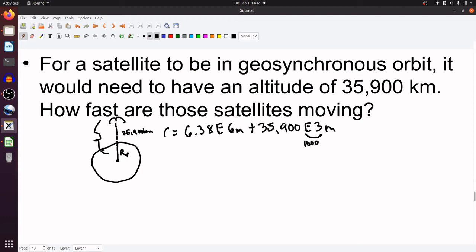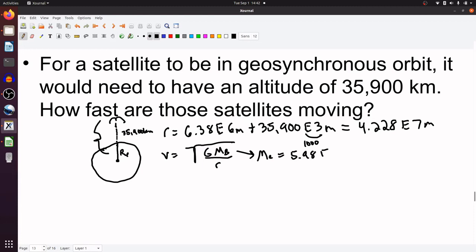So let's go ahead and figure that out with our calculator. 6.38 times 10 to the 6 plus 35,900 E3 is going to give me 4.228 times 10 to the 7th meters. So that's our radius. And then to figure out orbital speed, we know it's just the root of GM sub B over r. M sub B, from an earlier problem, is the mass of Earth, and that was 5.98 times 10 to the 24th kilograms.